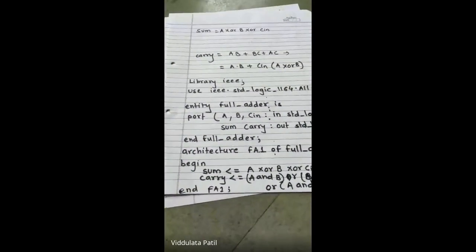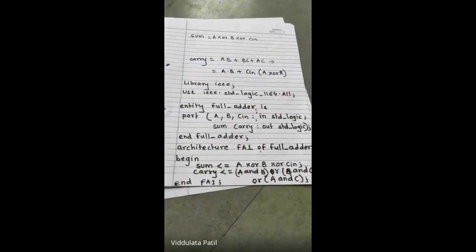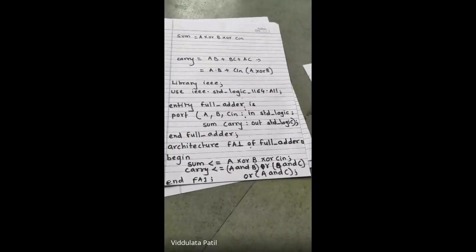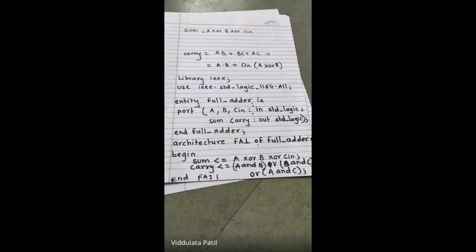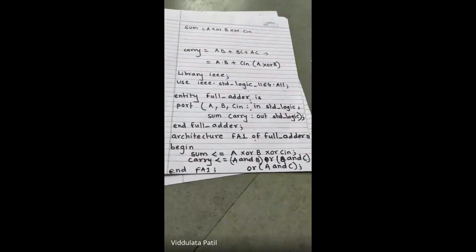Okay. So here we have written these two statements, which are going to assign the result of A XOR B XOR C_in to sum, and the result of A and B or B and C or A and C to carry, and then end of this architecture. Okay, I have used a Boolean expression, that is A and B plus, that means or, C_in and in the bracket A XOR B.